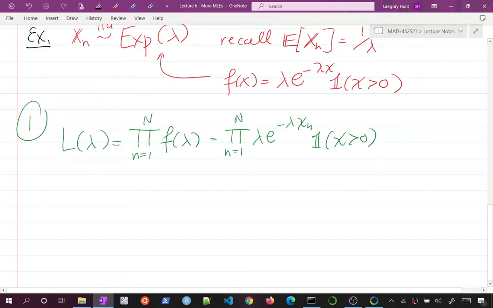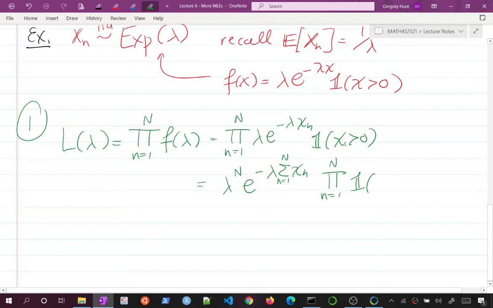Basically at 0 in this case. So in this case, it would be lambda to the n, e to the negative lambda times the sum of the x sub n's. And then, well, let's just write it this way.